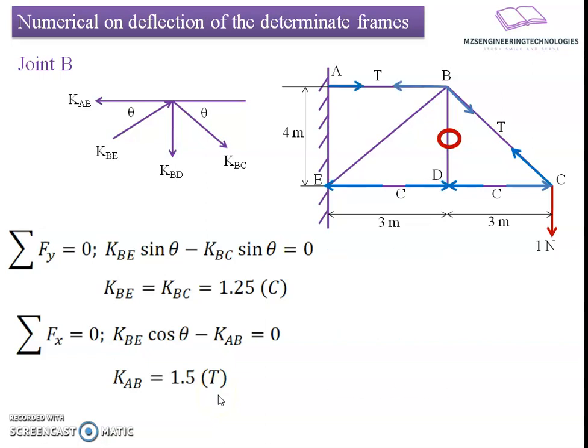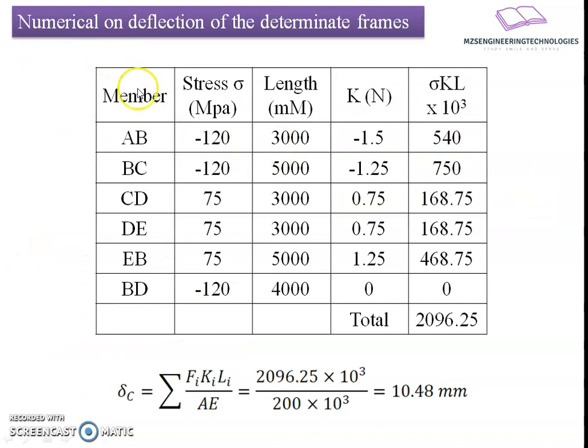Now with this we have completed all the K coefficient calculation of K forces in the members. Now what we will do, we will assemble all these results in a tabular format, where the first column will deal with the member. So we have 6 members here: AB, BC, CD, DE, EB, BD. In the second column we will place the stresses. Instead of putting P forces here, I am going to say stresses, and P by A is nothing but the stress.